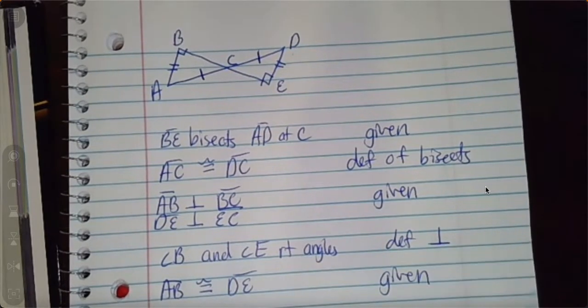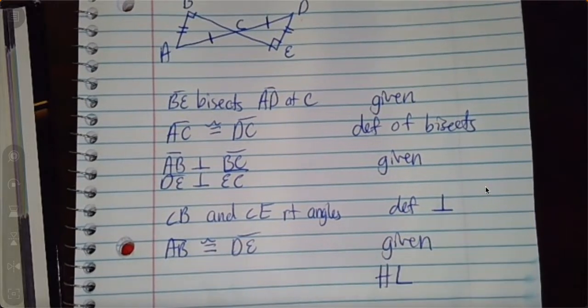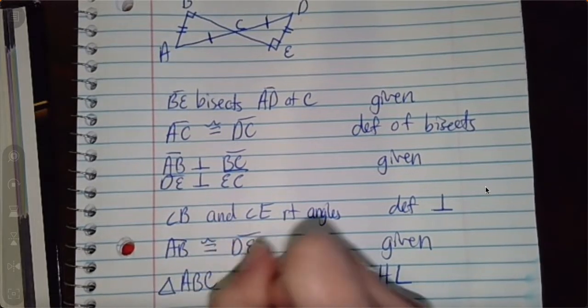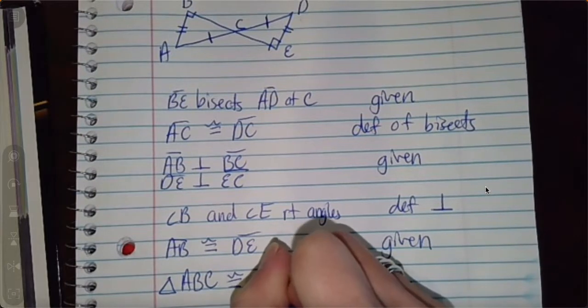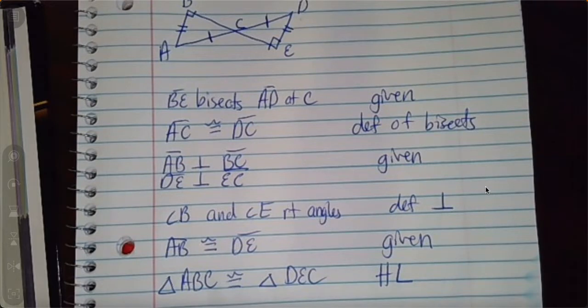Now, do I have enough information to prove that these are congruent triangles? Yeah. I have right angles. Do I know that the hypotenuses are congruent? Yeah. Do I know that a leg is congruent? Yeah. So by hypotenuse leg, the triangles are congruent. So I'll say triangle ABC is congruent to triangle DEC. And we're done. How was that? Was that terrible? Not too bad? I know proofs are not the easiest.